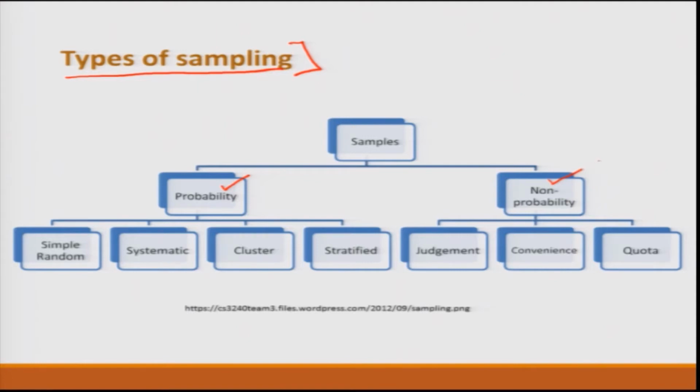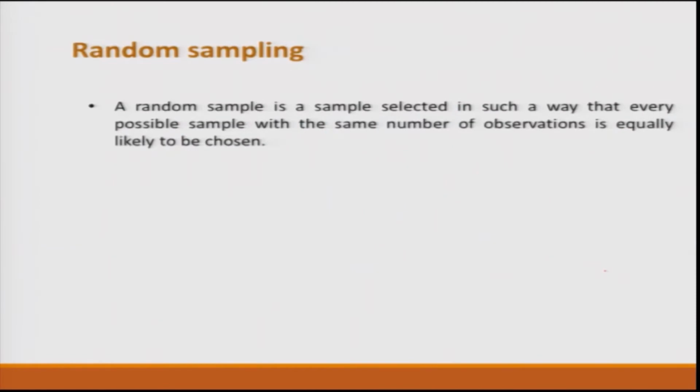Non-probabilistic here means the qualitative. These are also known as qualitative, and these are known as quantitative sampling. In quantitative or probabilistic sampling, I have simple random sampling, systematic sampling, cluster sampling and stratified sampling. In qualitative sampling, we have judgment, convenience and quota. So, let us discuss these one by one.